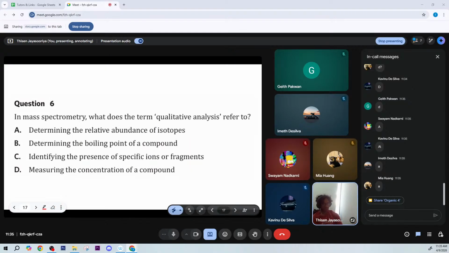In mass spectrometry, what does the term qualitative analysis refer to? I want you guys to remember qualitative analysis. What does qualitative mean? Right. We have one person saying C. B.